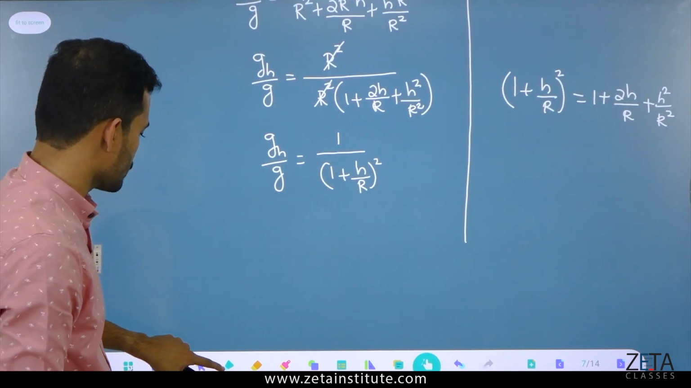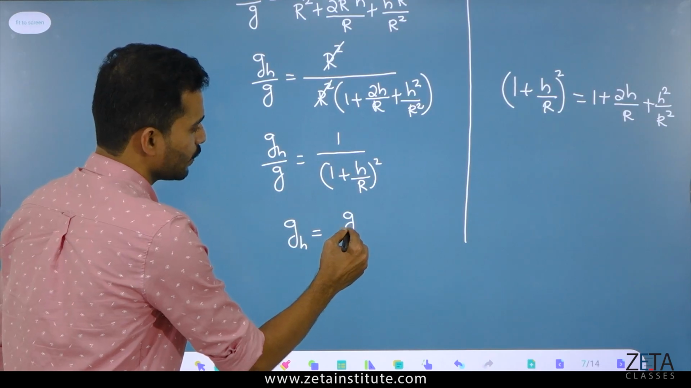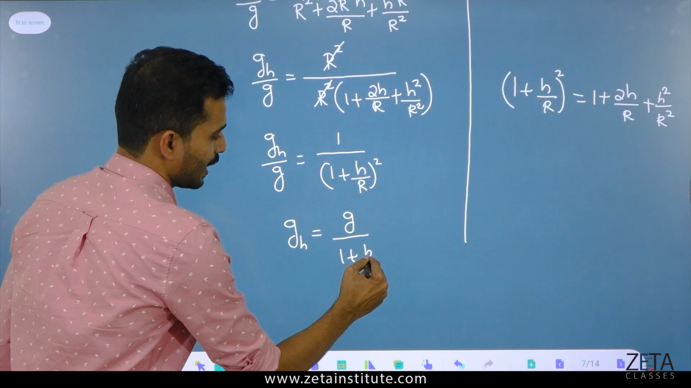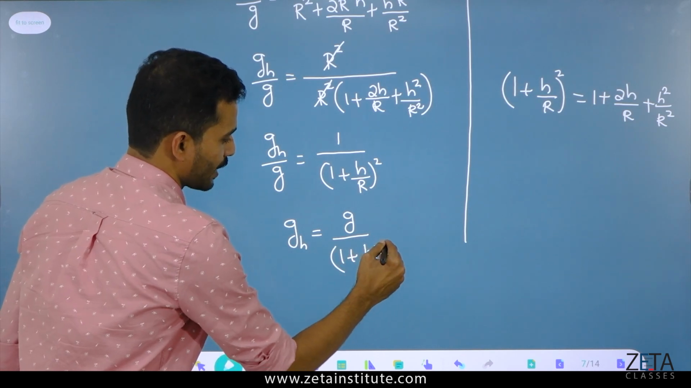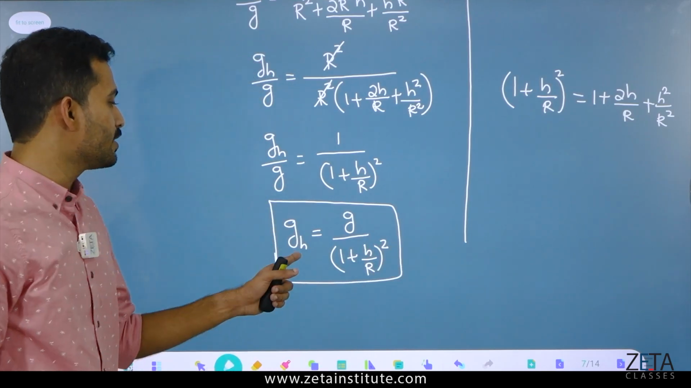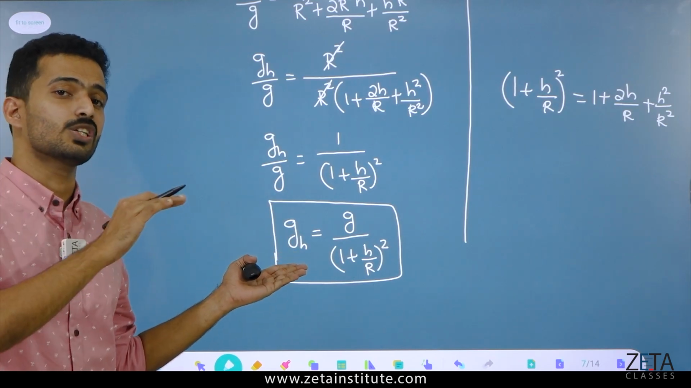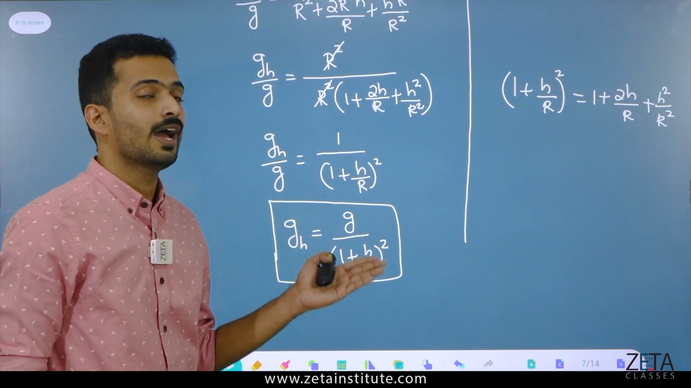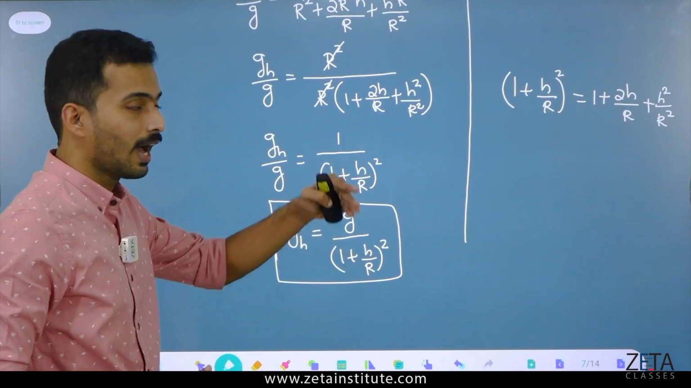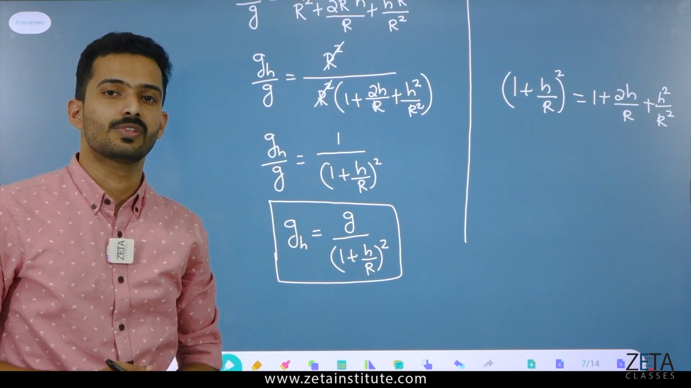The value of acceleration due to gravity at a height h is given by gh is equal to g divided by, can be taken to this side, by 1 plus h by r whole square. So the acceleration due to gravity at a height h is given by gh is equal to g by 1 plus h by r whole square, where gh is the acceleration due to gravity at a height h, g is the acceleration due to gravity on the surface of the earth, h is the height from the surface of the earth, and r is the radius of the earth.